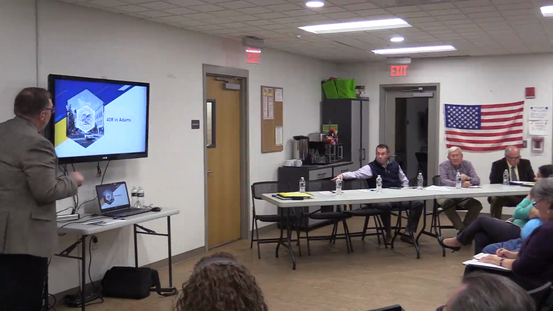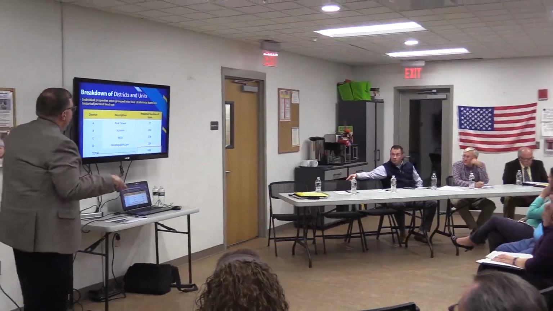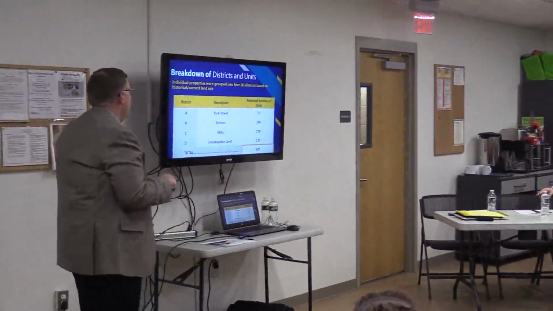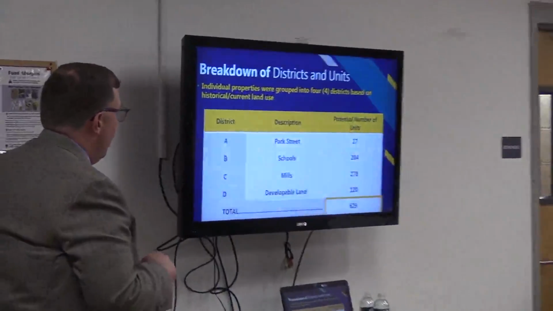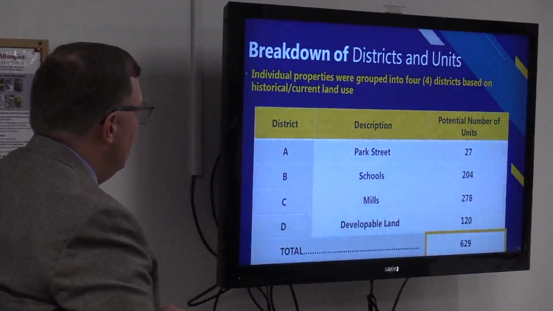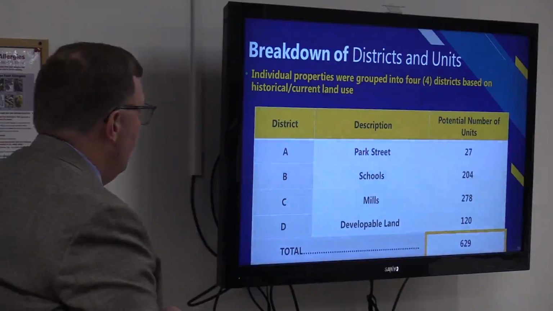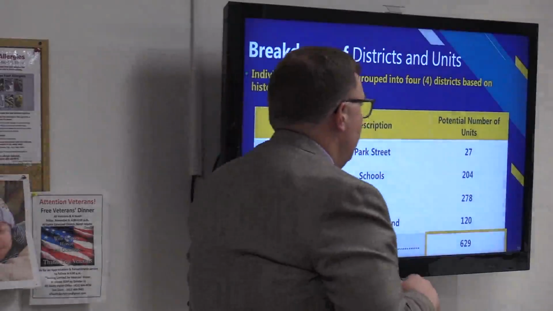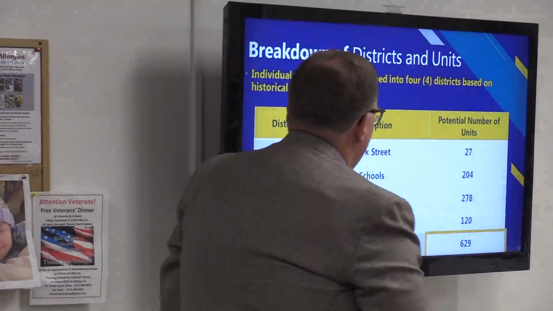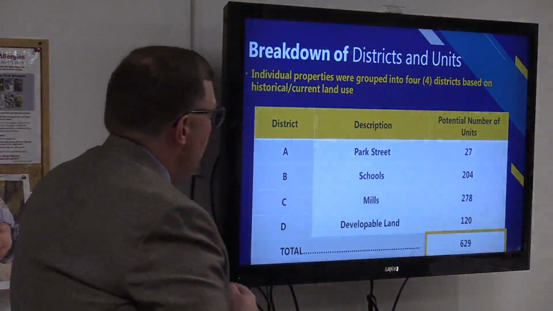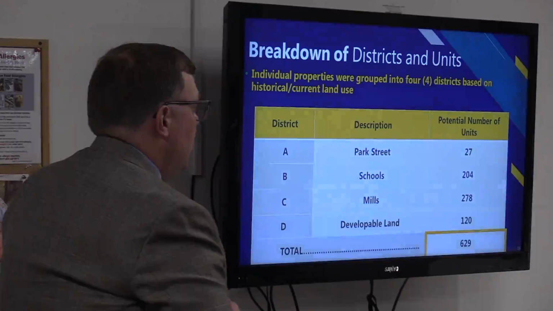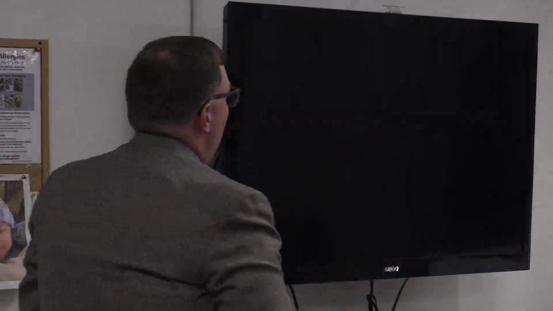So let's discuss 40R in Adams, the bylaw. How's it going to look? Breakdown of districts and units. The individual properties were grouped into 4 districts based on historical and current land use. We have districts A, B, C, and D. A is Park Street, B are former or current schools, C are mills, D is developable land. The potential number of units, and remember, when we say potential, think synonymously aspirational: 27 units could be built on Park Street, 204 on schools identified, 278 on the mills, 120 on developable land. That gives us the total of 629, which trips that $600,000 mark.